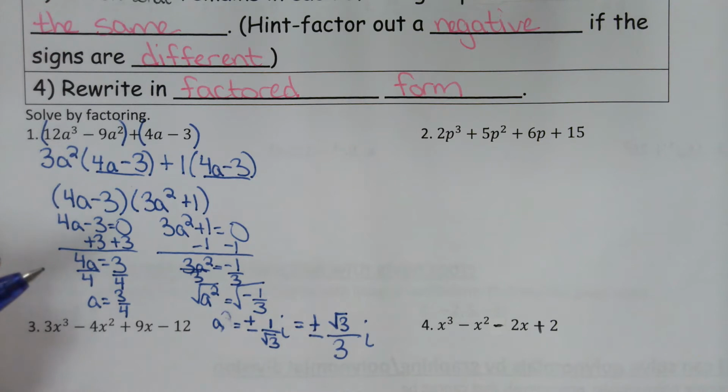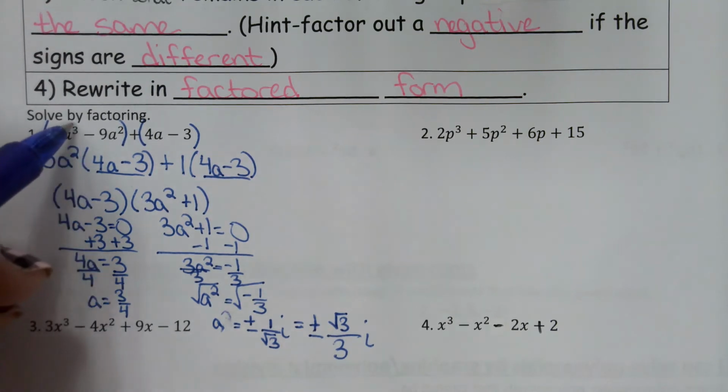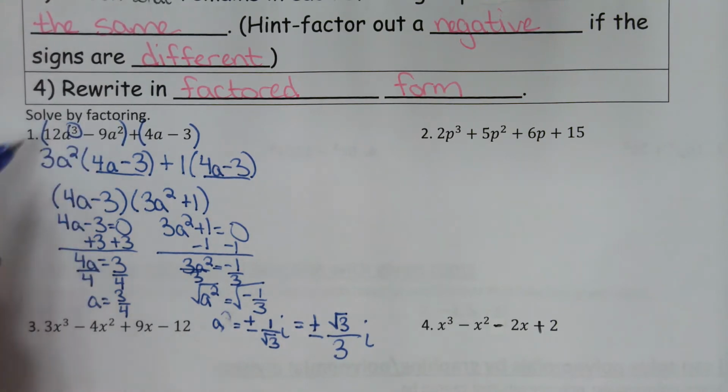Now check to make sure we found all of our solutions. The degree was 3, so I needed 3 solutions. 1, 2, 3, with the plus and the minus.